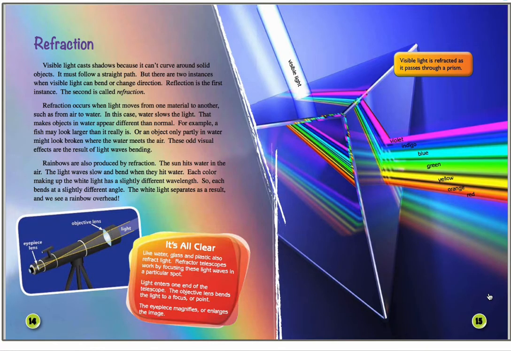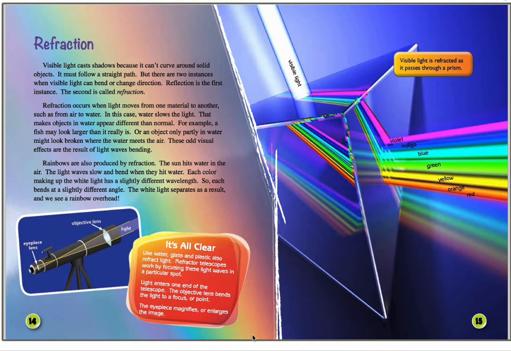As a result, we see a rainbow overhead. So here we see kind of how this looks in a telescope. You have the lens, you have the light coming through, it flips, and we can see it in the eyepiece. It's all clear. Like water, glass and plastic also refract light. Refractor telescopes work by focusing these light waves in a particular spot.